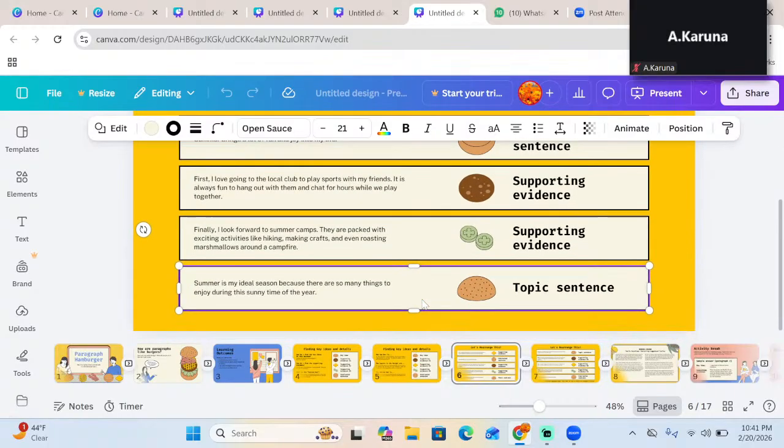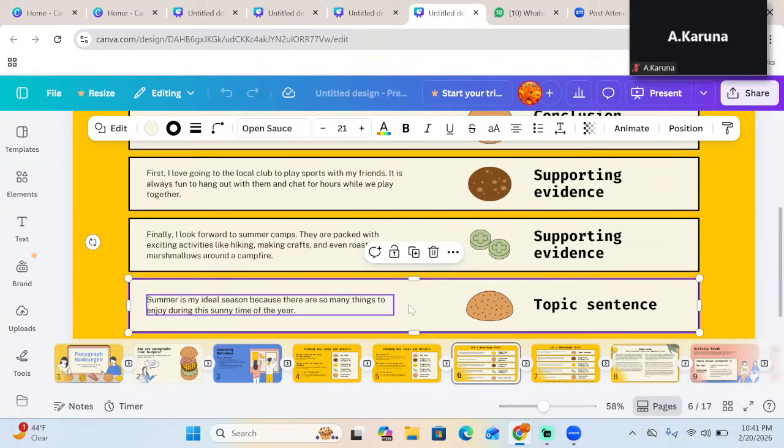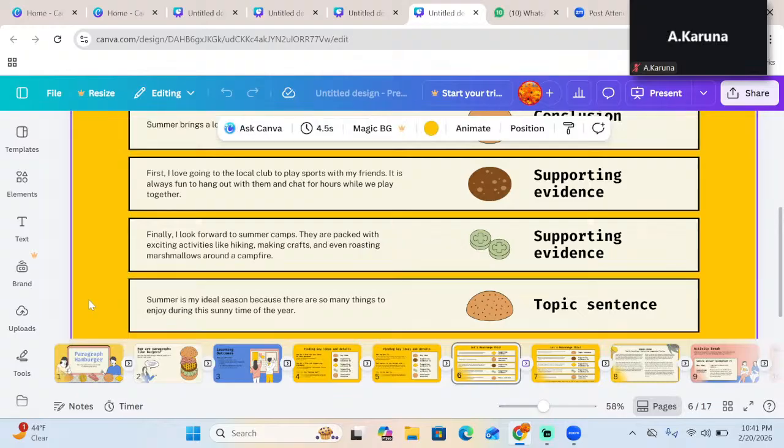So first, let's read this. Summer is my ideal season because there are so many things to enjoy during this sunny time of the year. This is your topic sentence. It's what your paragraph is about, and it's just one sentence. Okay? And with this one topic sentence, I want to read more about the rest of the paragraph. I want to know why summer is his favorite season. So this one topic sentence just gives me a hint about the rest of the paragraph. So now I know that the rest of the paragraph is why he thinks summer is his favorite season.